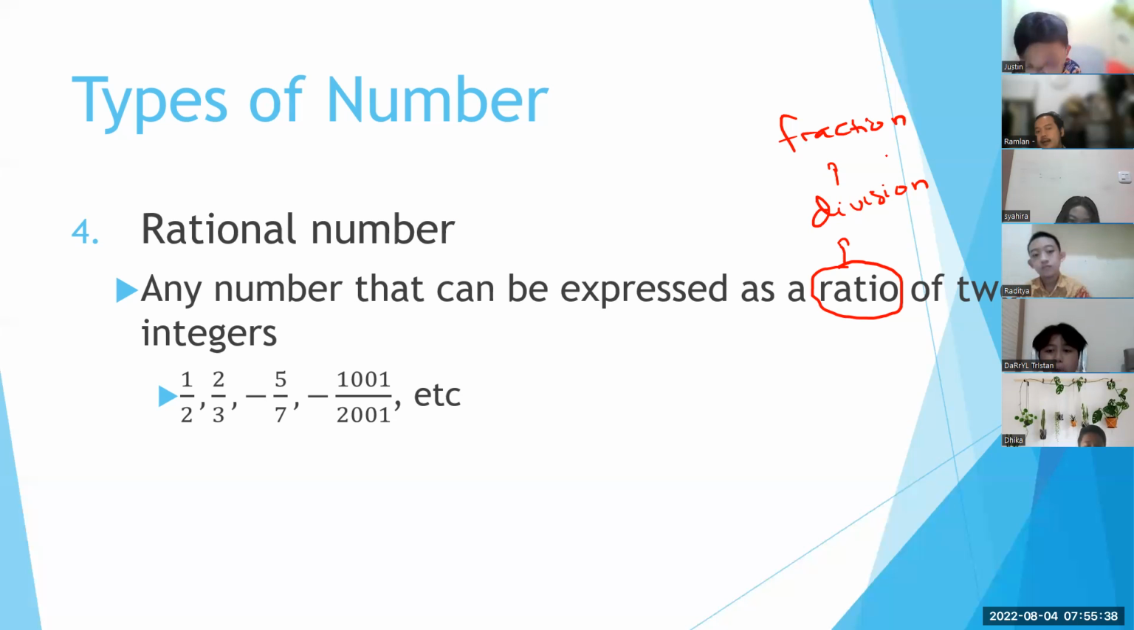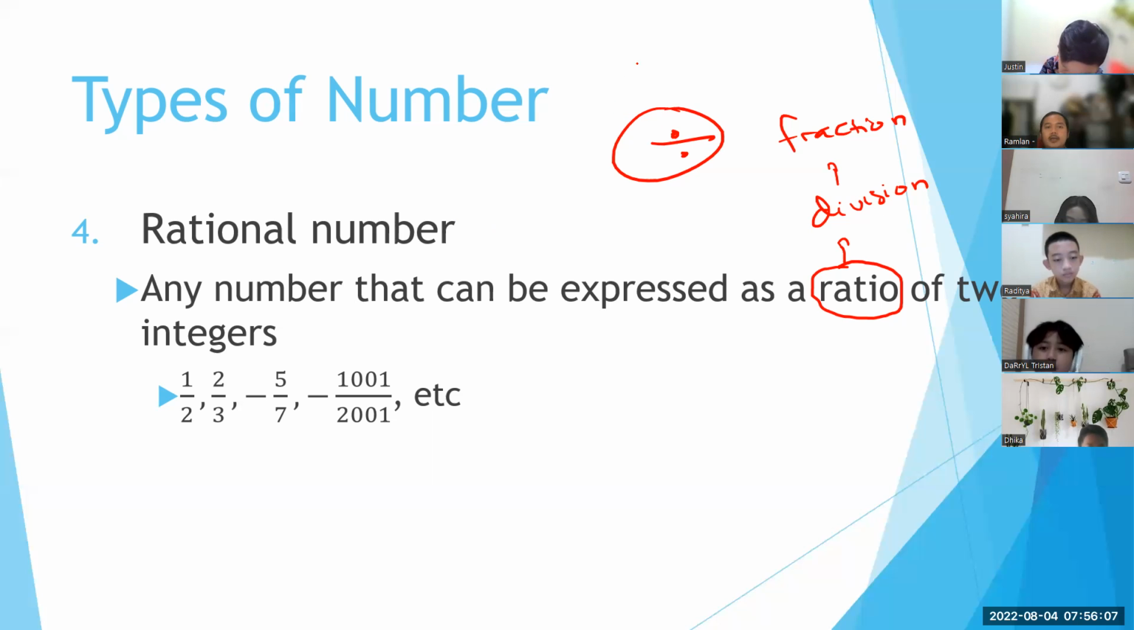As you can see in the examples over there, like 1/2, 2/3, -5/7, -1001 over 2001, and so on. As you can see, this is what we call a ratio. It can be written as a fraction. From now on, guys, I will rarely use this sign. Instead of writing that, I'm going to use a fraction.